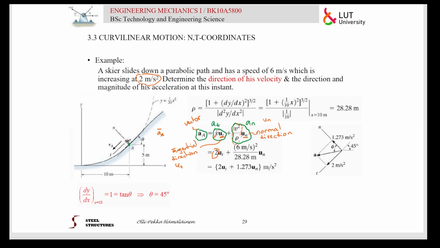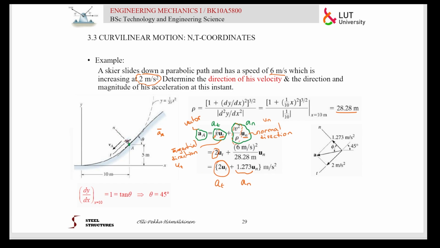But now, in the case of the normal component, you have to use the instantaneous value of the velocity at that point, which is 6 meters per second, given by the formula, divided by the radius of curvature, which was calculated before here, and the first one squared, and that's going to give you this value here. So you have the AT and AN, tangential and normal component.